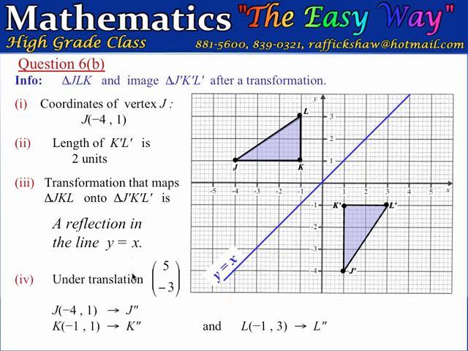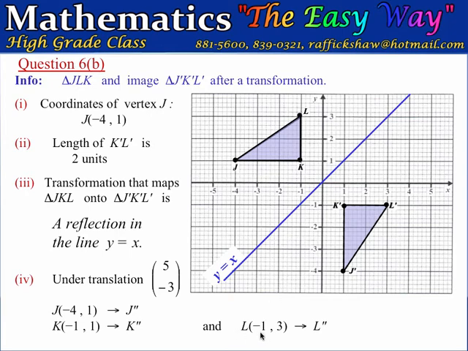Part 4 now wants us to write the coordinates of J double prime, K double prime, and L double prime after a translation of 5, negative 3 on the triangle JKL. Now firstly, we must identify the coordinates of the triangle JKL, and we have it here. J, as we said before, had coordinates negative 4, 1. K has coordinates negative 1, 1, and L has coordinates negative 1, 3.